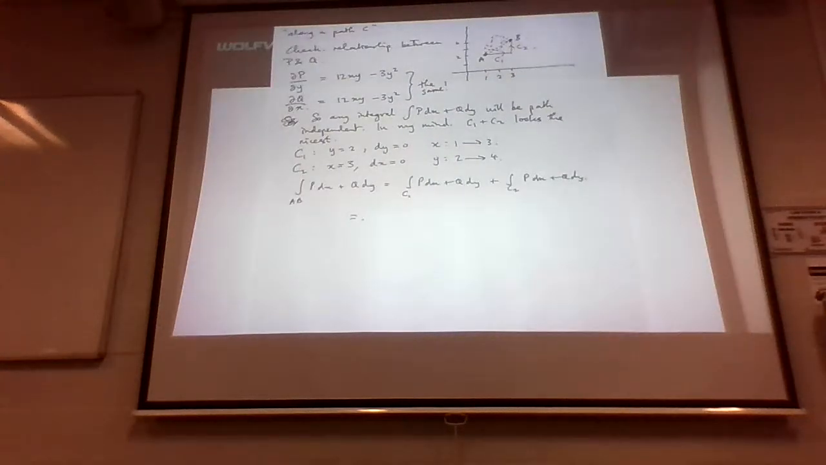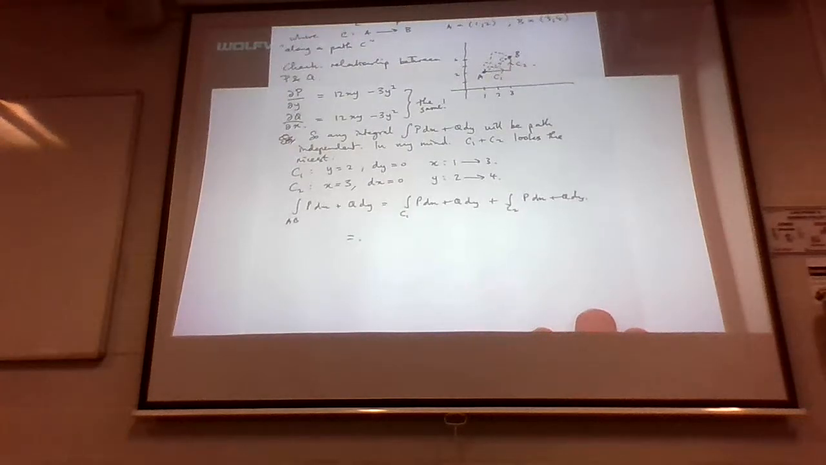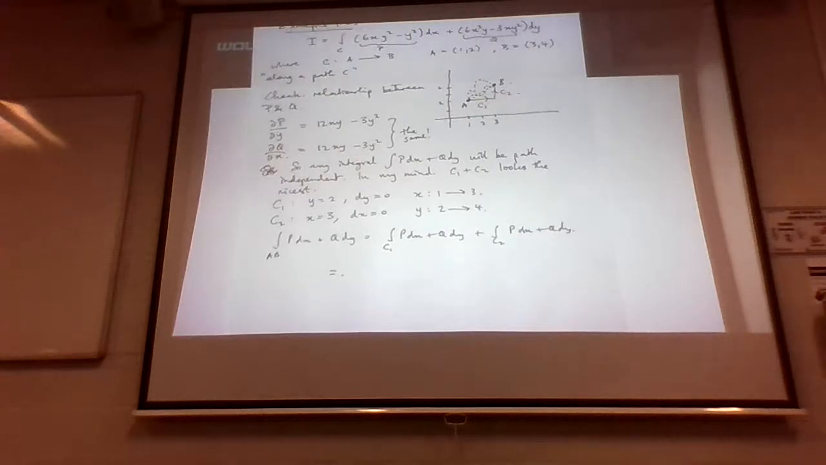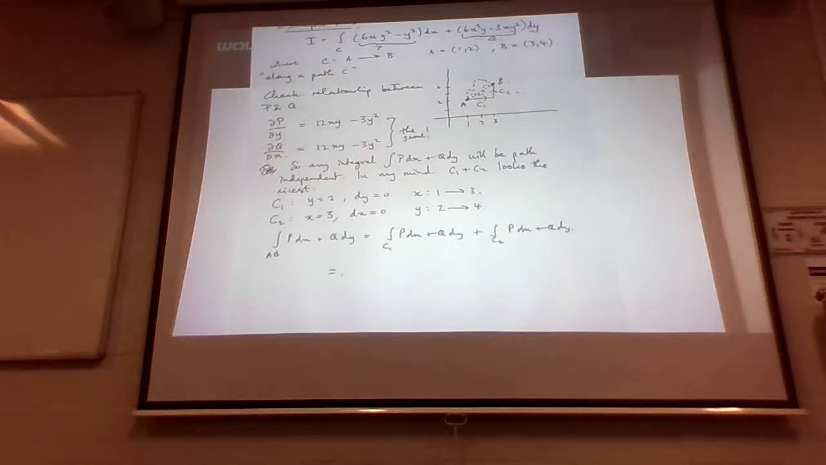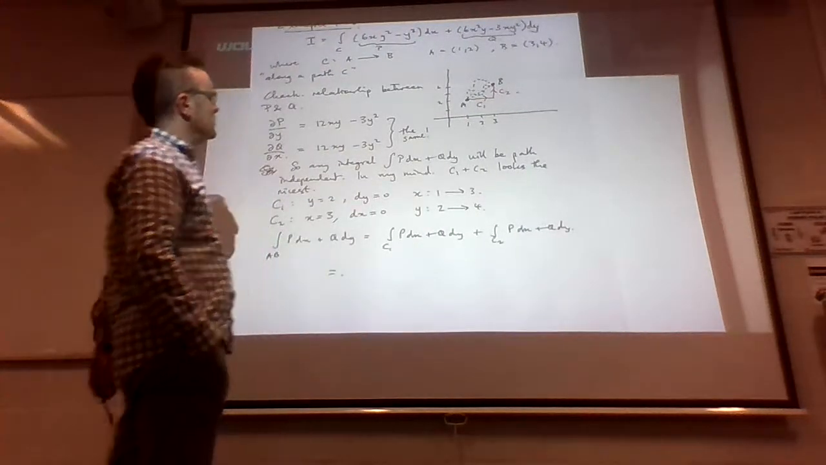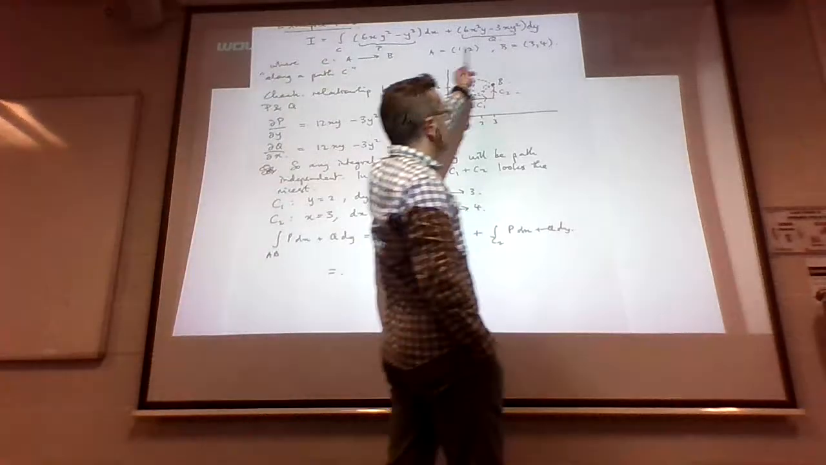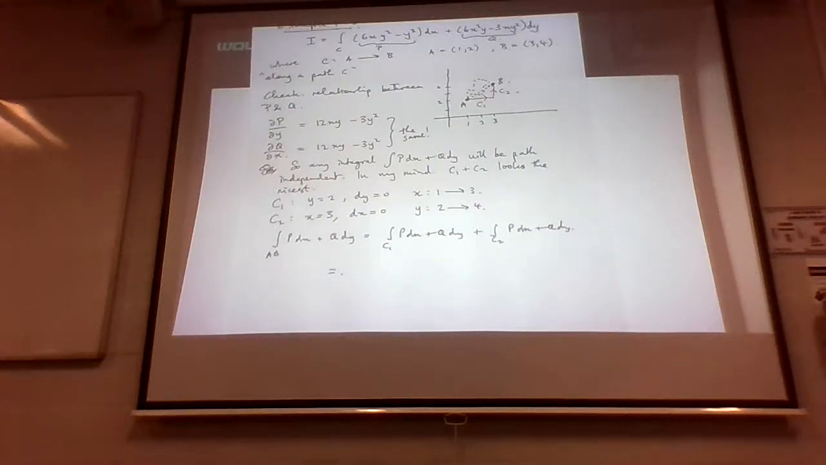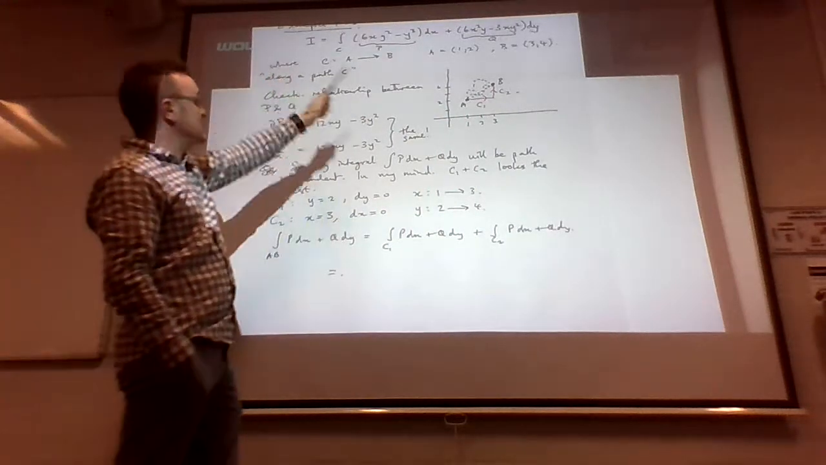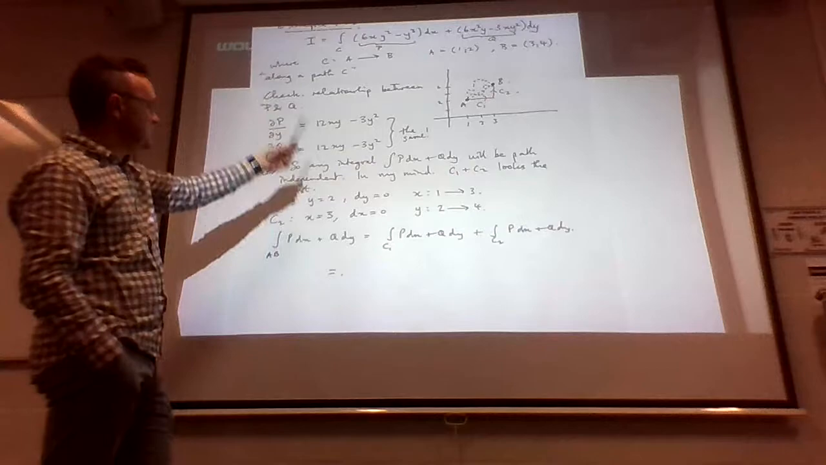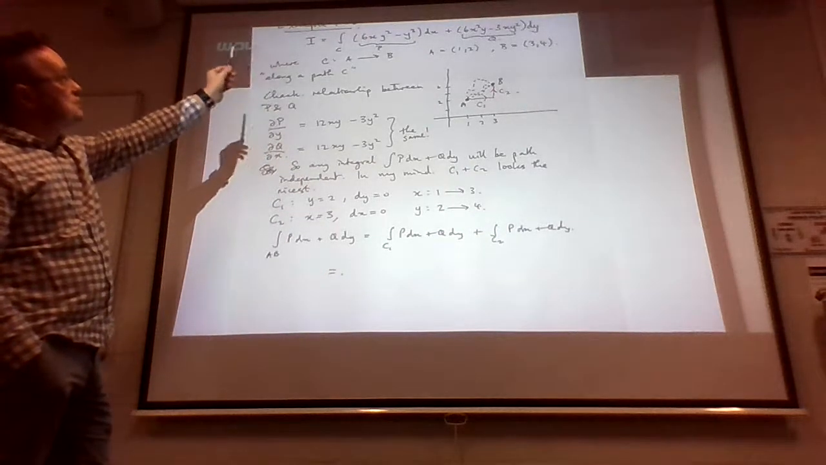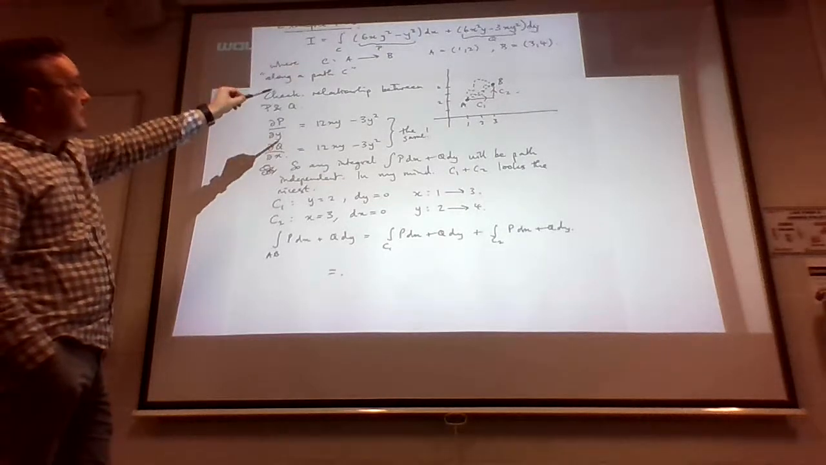But along C1, it simplifies a bit because dy is 0, so I can forget about the q dy bit because it's not going to feature in the integral along C1. The only feature is the p dx, and within p, y is held constant at 2. So that's actually looking like 24x minus 8.